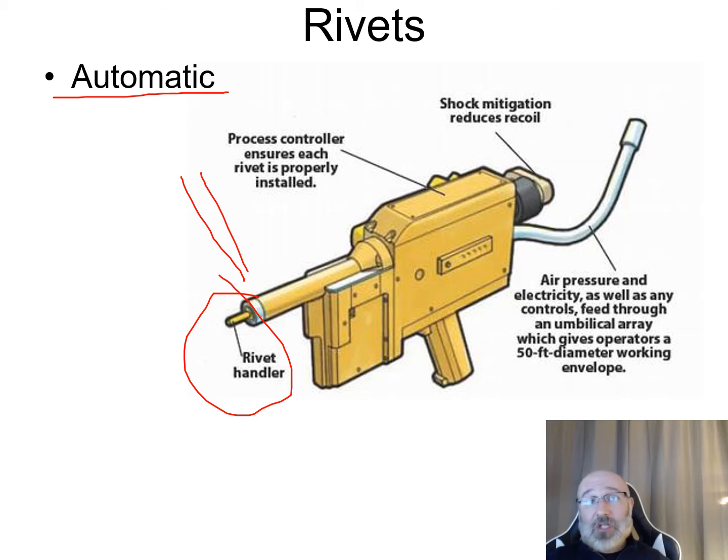And this again is kind of a generic automatic riveter, but we'll get into a little bit more depending on which type of rivet we're using. We'll look at the different types of rivets that are available out there and see how these can vary for what types of automatic and manual rivet machines can be used.